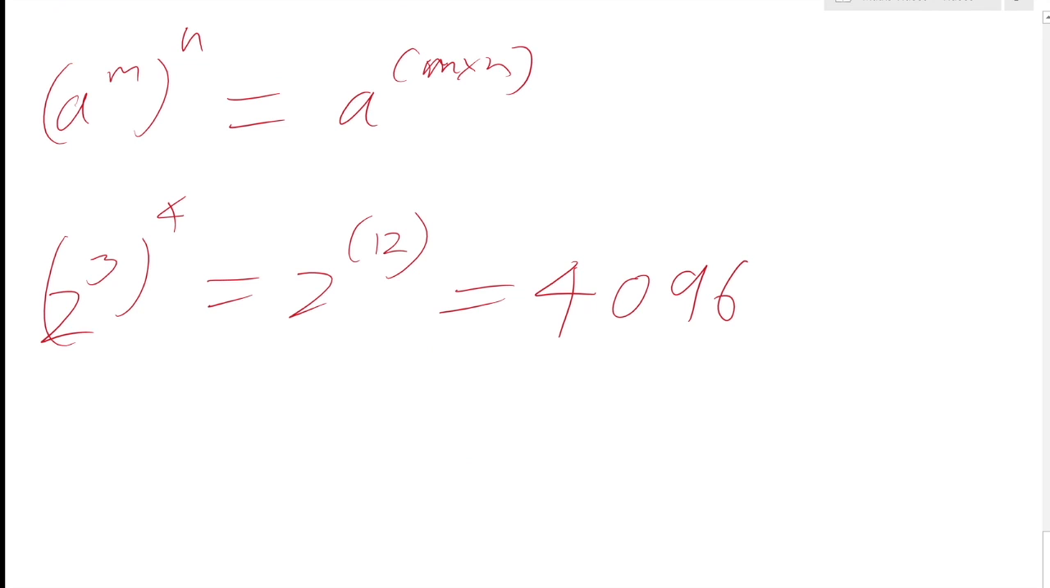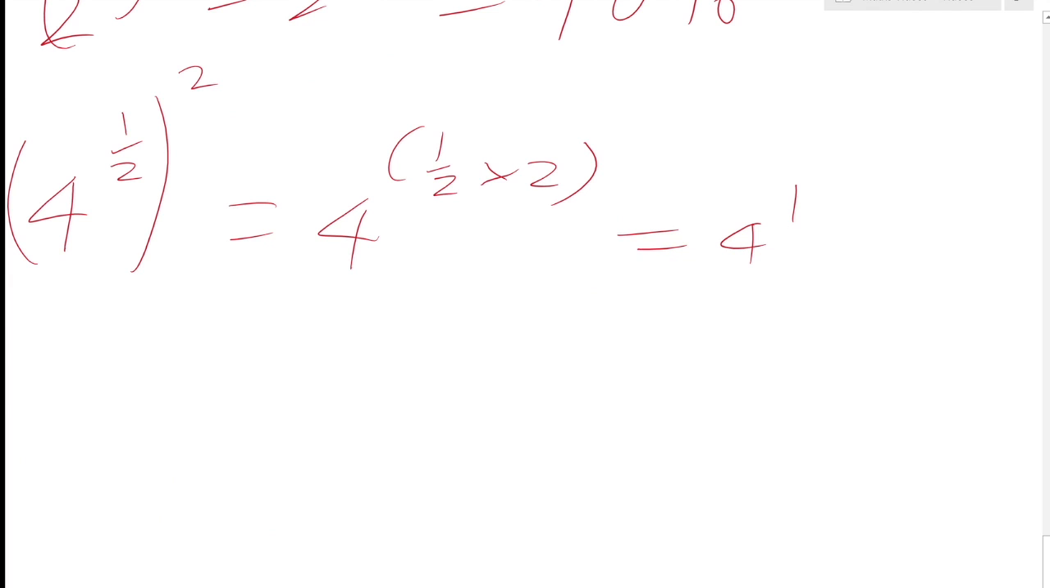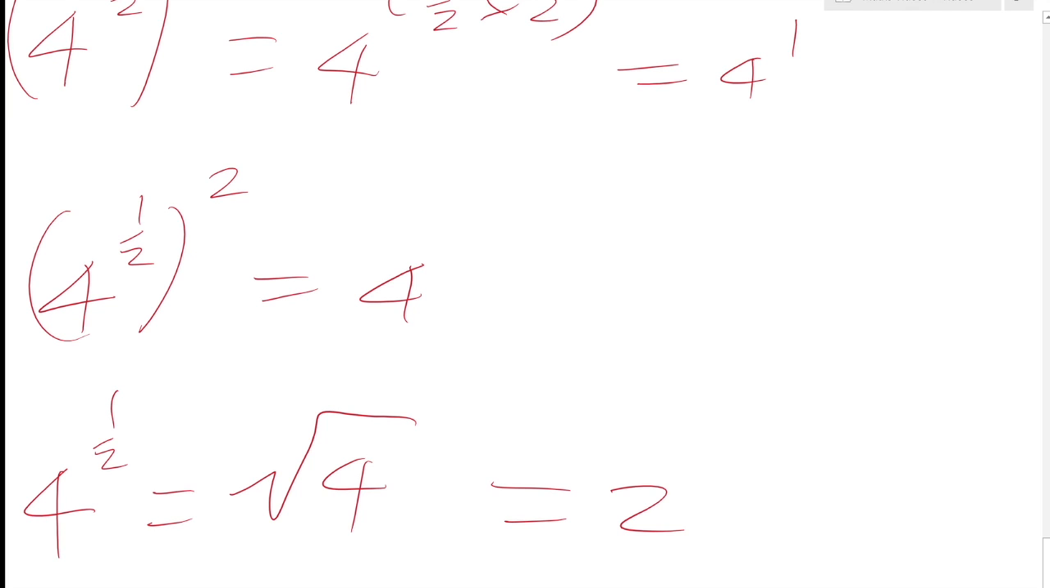In this case, we've got 4 to the half. Now we square that. We're going to get 4 to the half times 2, which is 4 to the 1. So we know that 4 to the half squared equals 4. And let's just take the square root of both sides. We get 4 to the half equals the square root of 4. In this case, that equals 2.